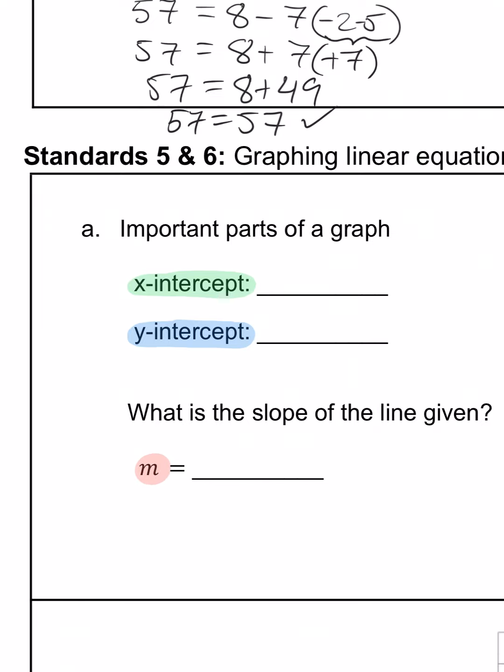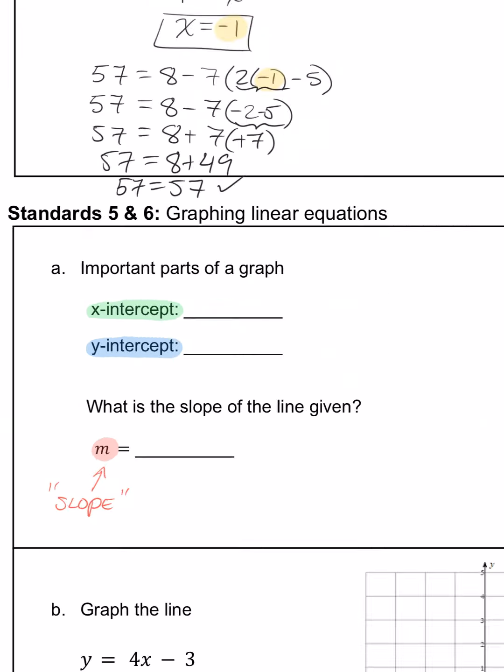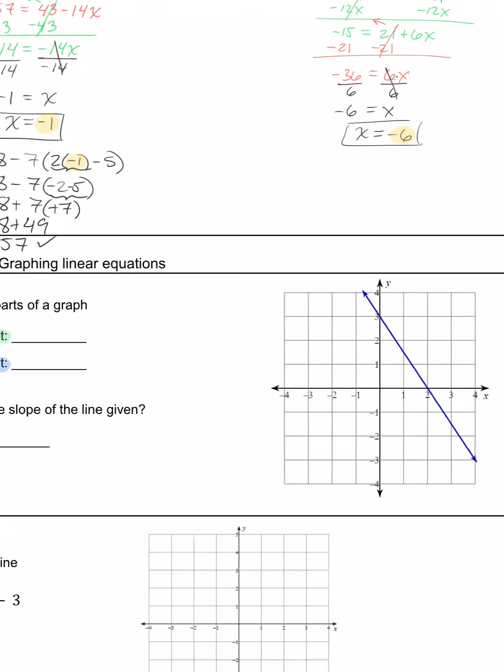M is slope. When we say slope, we can use the letter M. Not sure why we use M for slope, as slope is a pretty short word. Maybe x-intercept and y-intercept could be a little better for it. But anyways, we use M for slope. X-intercept and y-intercept are also vocab we need to know. Let's look at the graph and see if we can locate these points.